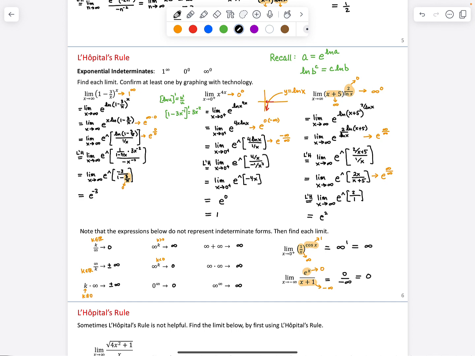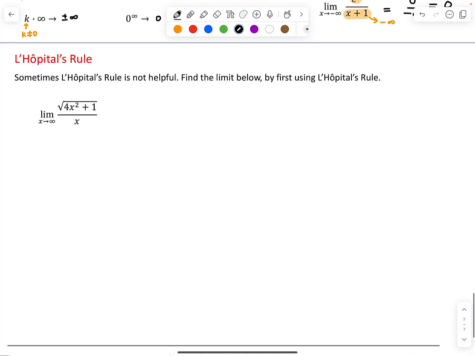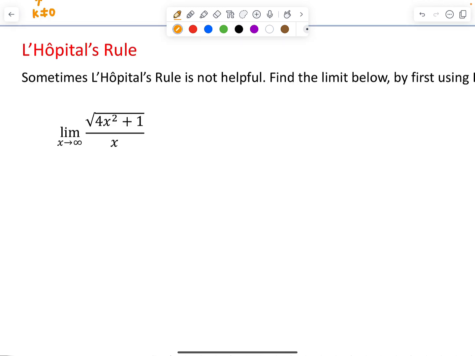Okay, and one more page. Sometimes L'Hopital's rule is not helpful. Find the limit below by first trying L'Hopital's rule. As x goes to infinity, the inside of this radical will go to infinity, and the square root of infinity is still infinity, and this denominator approaches infinity. So we do have a quotient indeterminate, which triggers L'Hopital's rule.